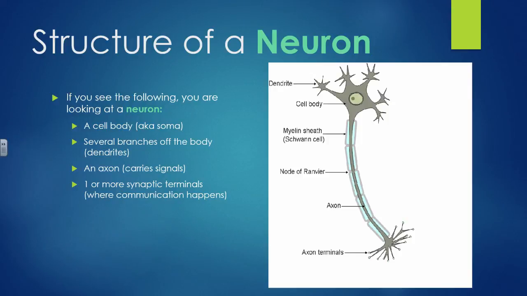and if you are looking at a neuron, you're going to see a few of the following things. First, you'll see a cell body or a soma, and then several branches off of that body, right in here, called dendrites, an axon to carry signals from the cell body, and then one or more synaptic terminals where the communication happens. And these synaptic terminals we did talk about a little bit as those neuromuscular junctions in the muscular system.